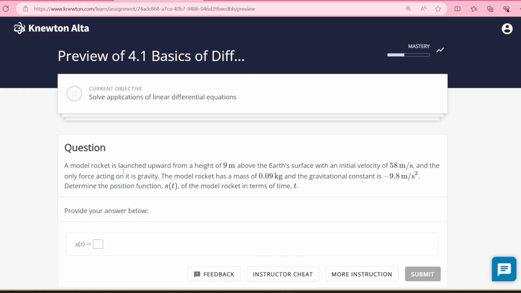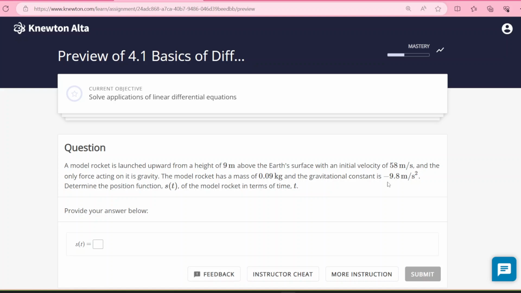So a model rocket is launched upward from a height of 9 meters above the Earth's surface with initial velocity of 58 meters per second, and the only force acting on it is gravity. All right, so we don't have to take into account wind resistance or anything like that, just gravity. The model rocket has a mass of 0.09 kilograms, and the gravitational constant, which is what we'll start with, this is the acceleration due to gravity, is negative 9.8 meters per second squared.